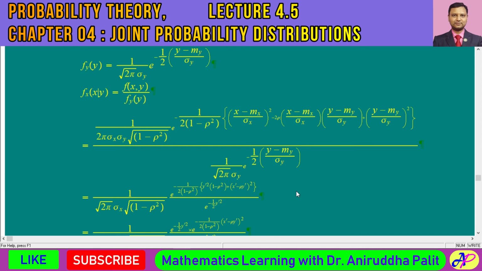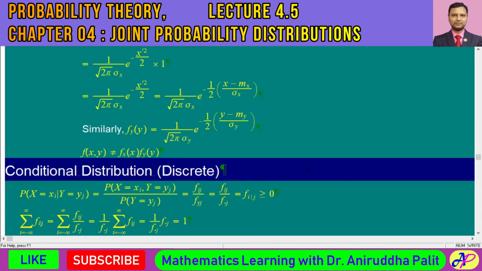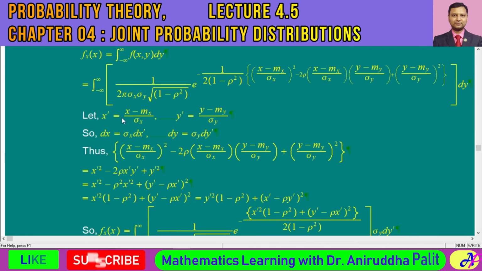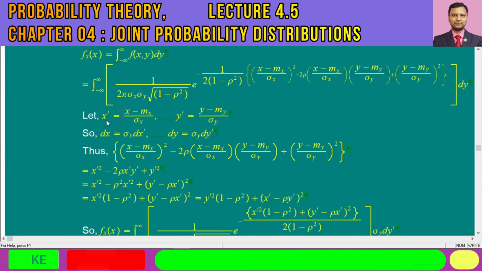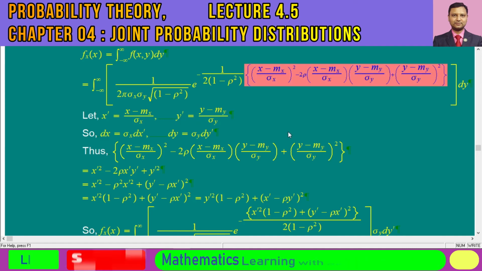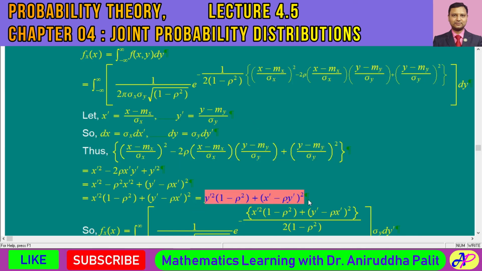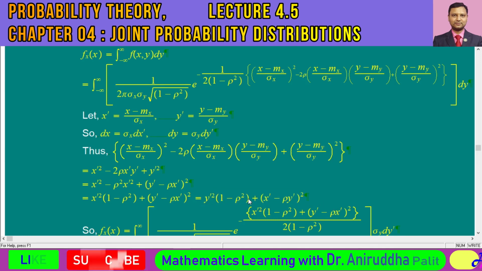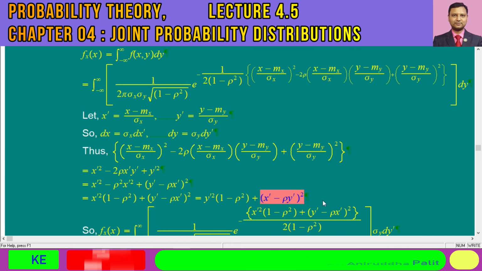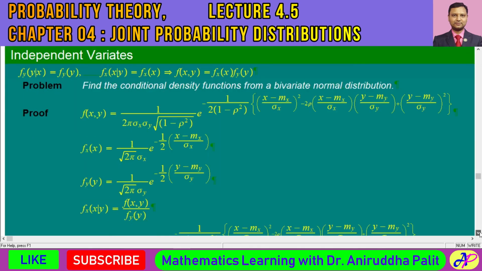Now, in order to make this computation a little precise, we consider x minus mx by sigma x. Let us consider this one as x prime. I already discussed this computation of marginal distribution. We took x prime is equal to x minus mx divided by sigma x, and similarly we choose y minus my by sigma y is equal to y prime. In that case, this exponent that arises in case of bivariate normal distribution can be written in brief as this type of result: y prime square into 1 minus rho square plus x prime minus rho y prime whole square. All right, and over here we are using the same result.